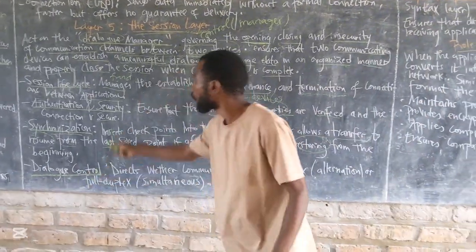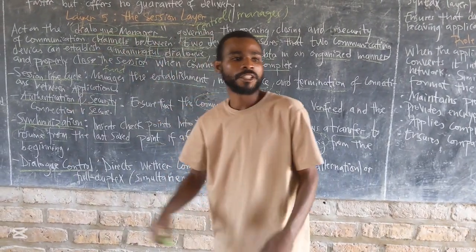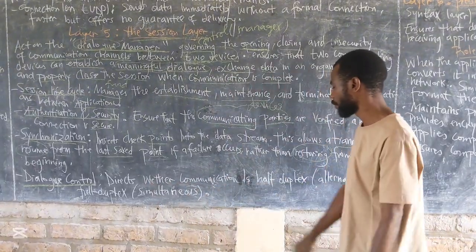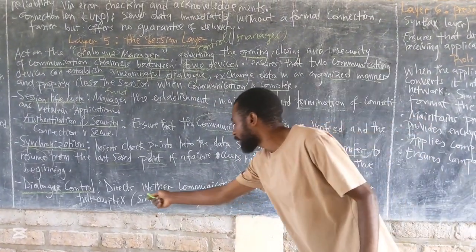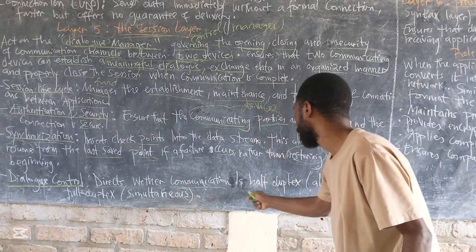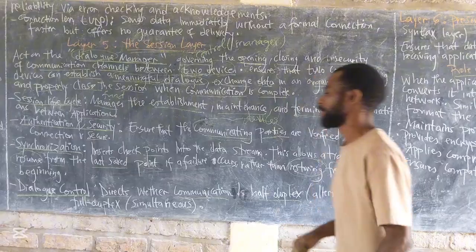Dialogue control, as we saw, is a dialogue manager. Dialogue is a conversation between people. So here it is communication between two devices. It directs whether a communication is half duplex or full duplex.